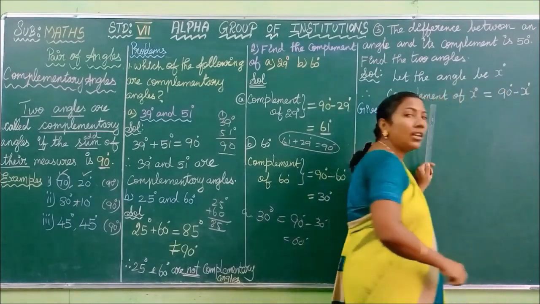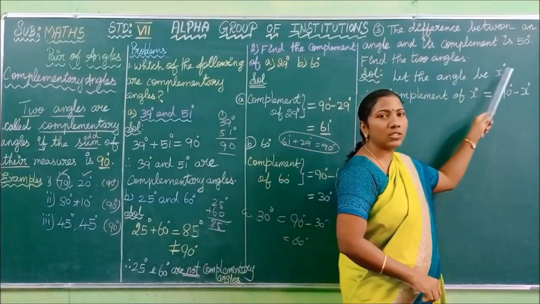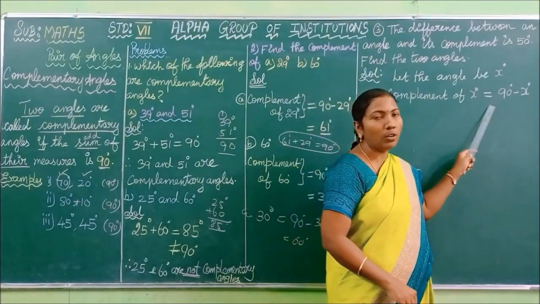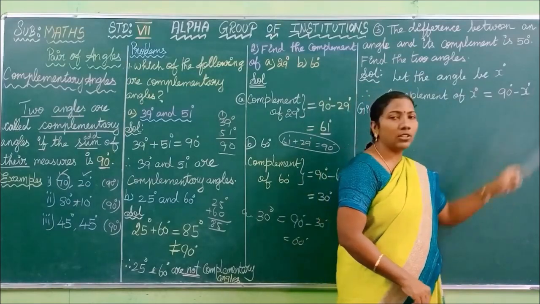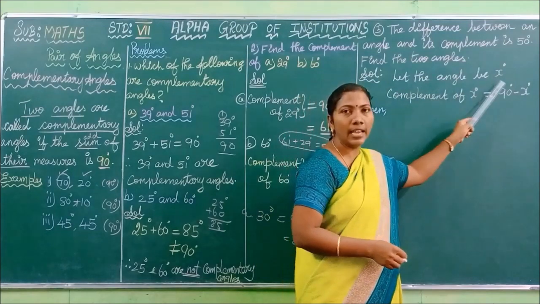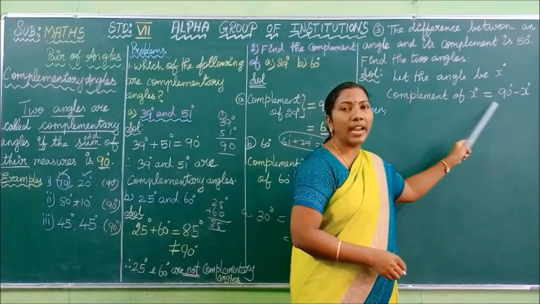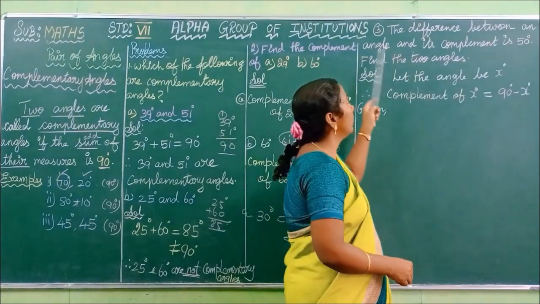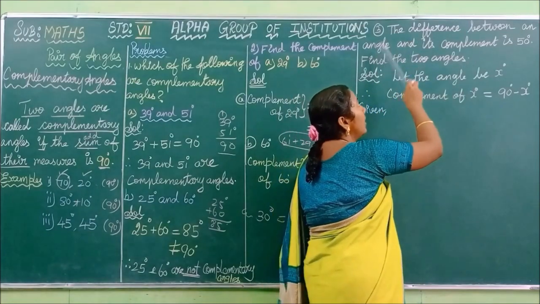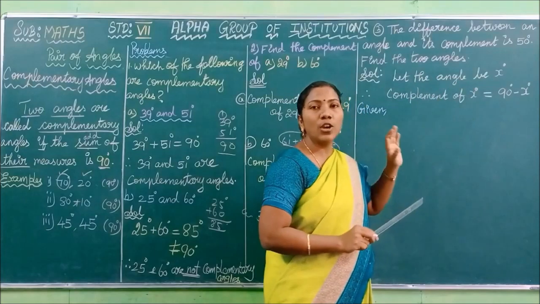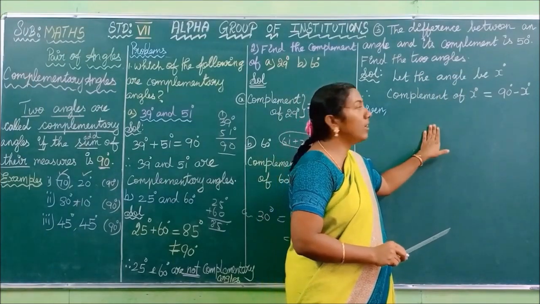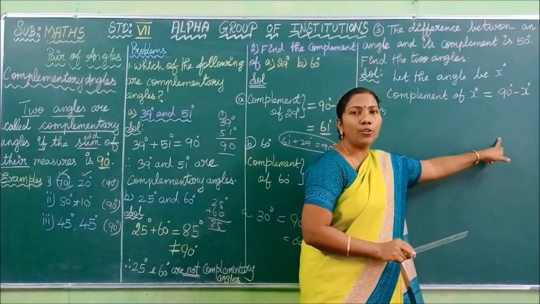Do you understand, children? Let the angle be x degrees and the complement of x degrees can be found by 90 minus x degrees. We have taken the unknown angle as x and its complement as 90 minus x. And what is given in the question? The difference between an angle and its complement. First you have to take that angle and then the complement of that angle, which gives 50 degrees. Do you understand, children?